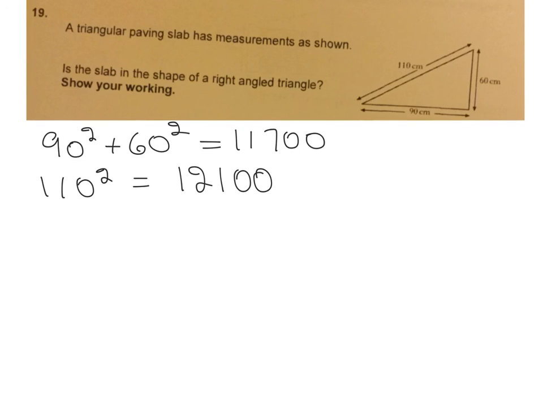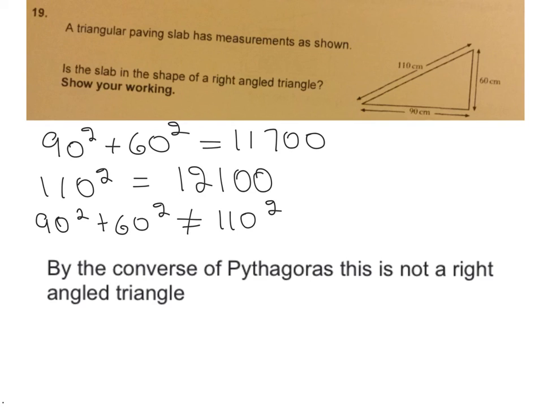Then we take the longest side and square it, so 110 squared, which is equal to 12,100. Now as you can see, they are not equal, therefore it is not a right angled triangle. So again, 90 squared plus 60 squared is not equal to 110 squared. So the wording is important. By the converse of Pythagoras, this is not a right angled triangle.